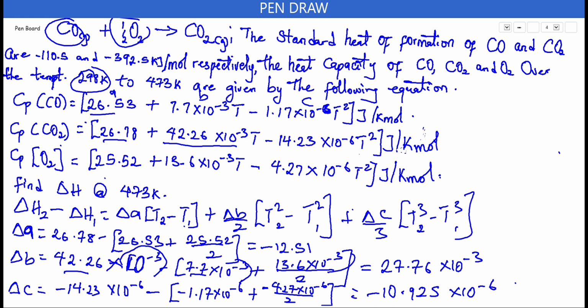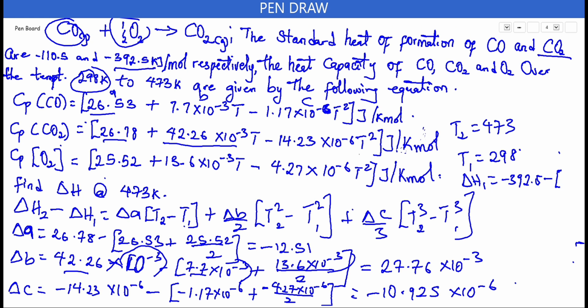And don't forget that our T2 is the final temperature, which is 473. Our T1 is the standard temperature, which is 298. Now to get our change in H1, change in H1 is also the heat content of the product minus the heat content of the reactant. The heat content of the product at standard temperature that they give us here is minus 392.5. So we subtract from it the heat content of the reactant. This is the heat content of the product, CO2. For the reactant here it is minus 110.5.